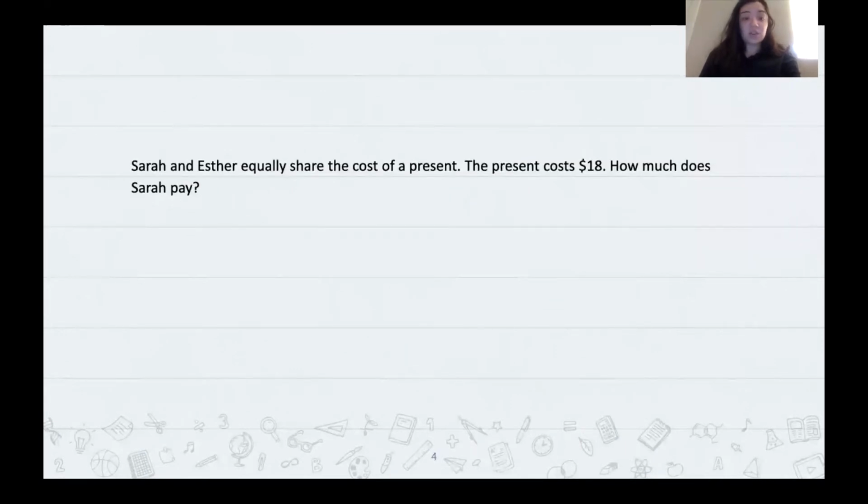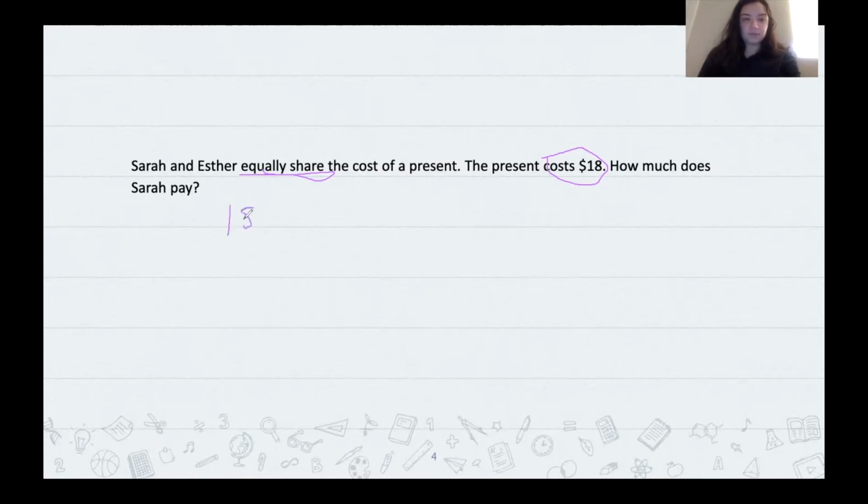Sarah and Esther equally share the cost of a present. The present costs $18, so how much does Sarah pay? The keyword here is equally, and the present costs $18. Again, we have to decide, is it going to be multiplication or division? I think it's going to be division because we are splitting something into 2. There are 2 people here, Sarah and Esther, so now we know that we have to divide by 2. I'm going to write that out.